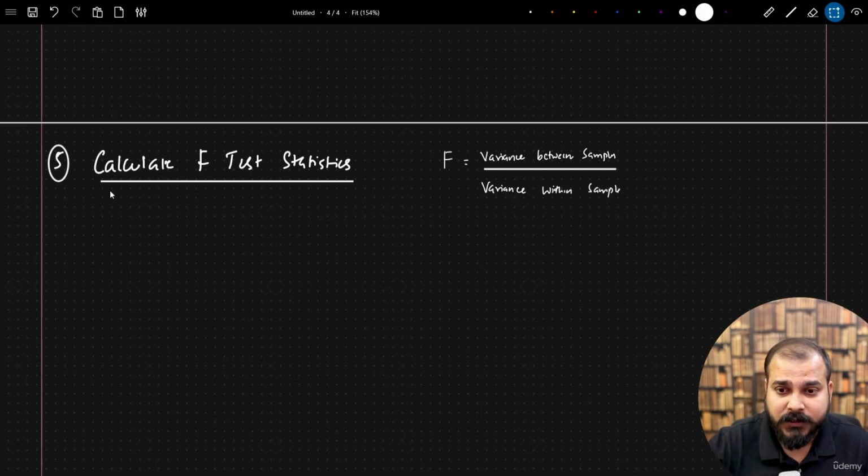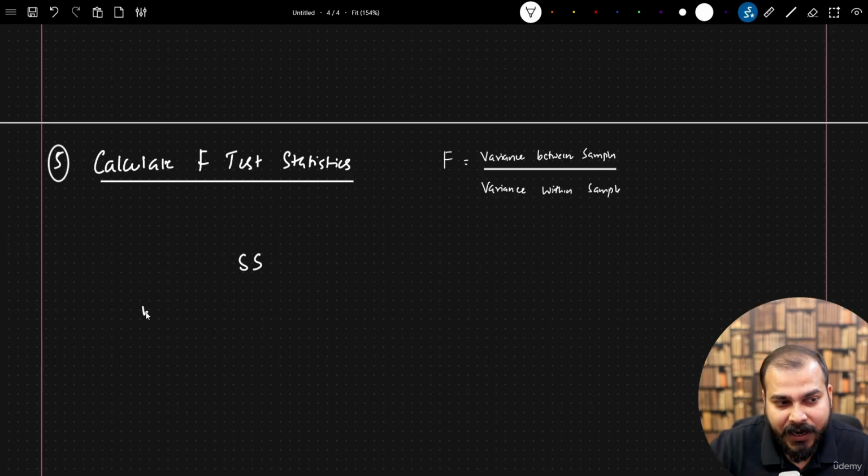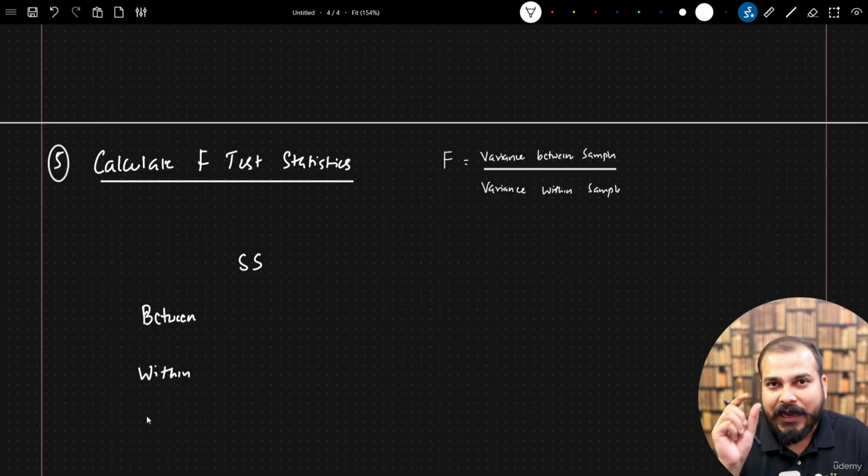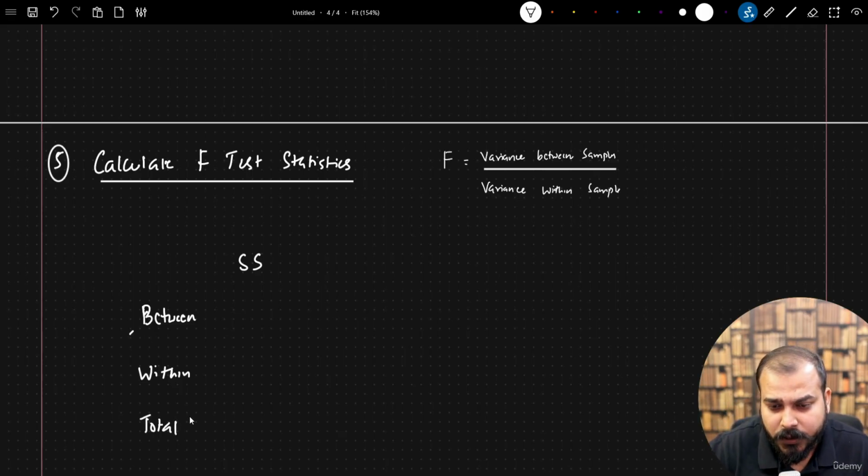First thing that I'm going to find out is something called sum of squares. I need to find the sum of squares for between, then within, and then total. When I say between, that basically means between samples. This basically means within samples. Sum of squares actually helps you find the variance.